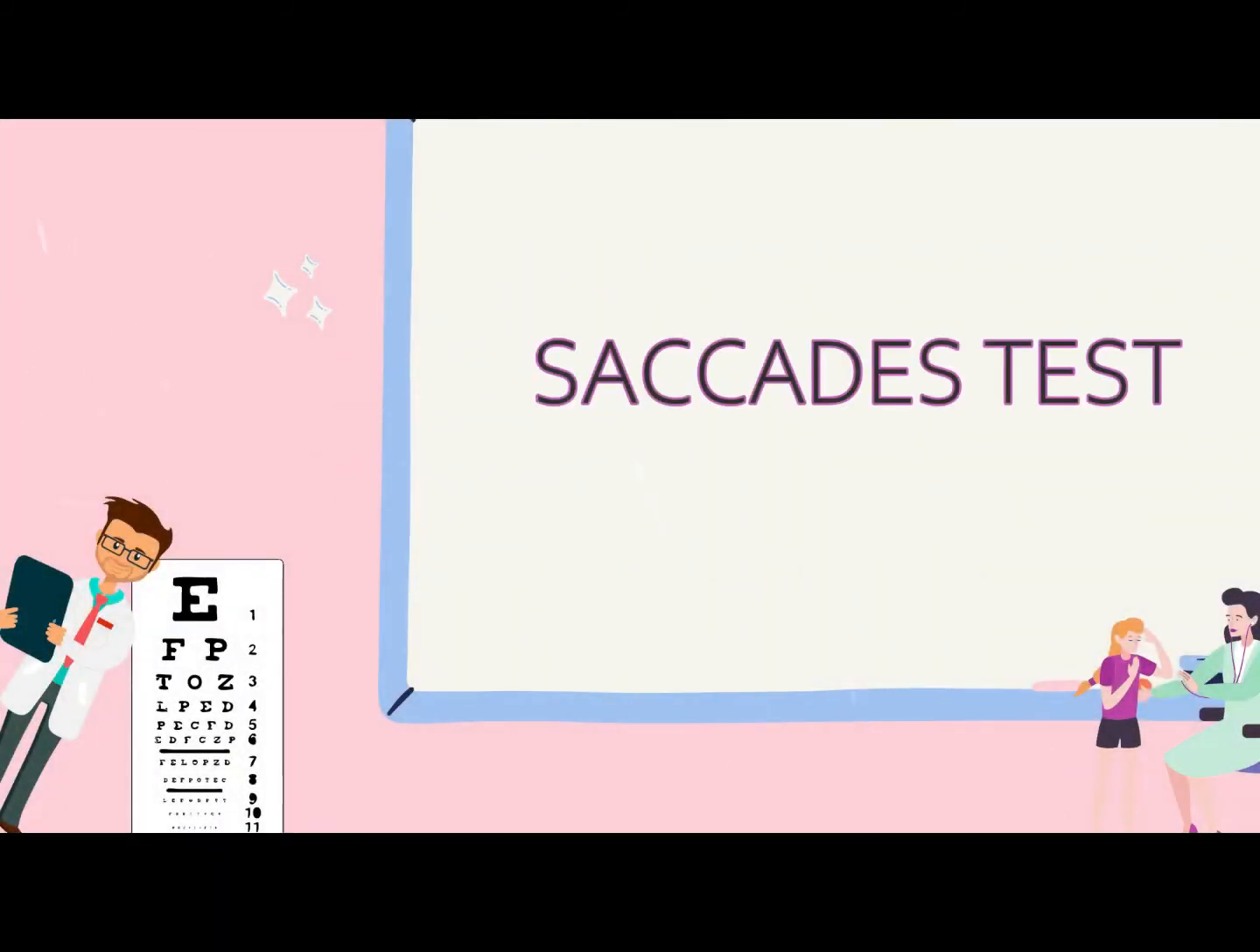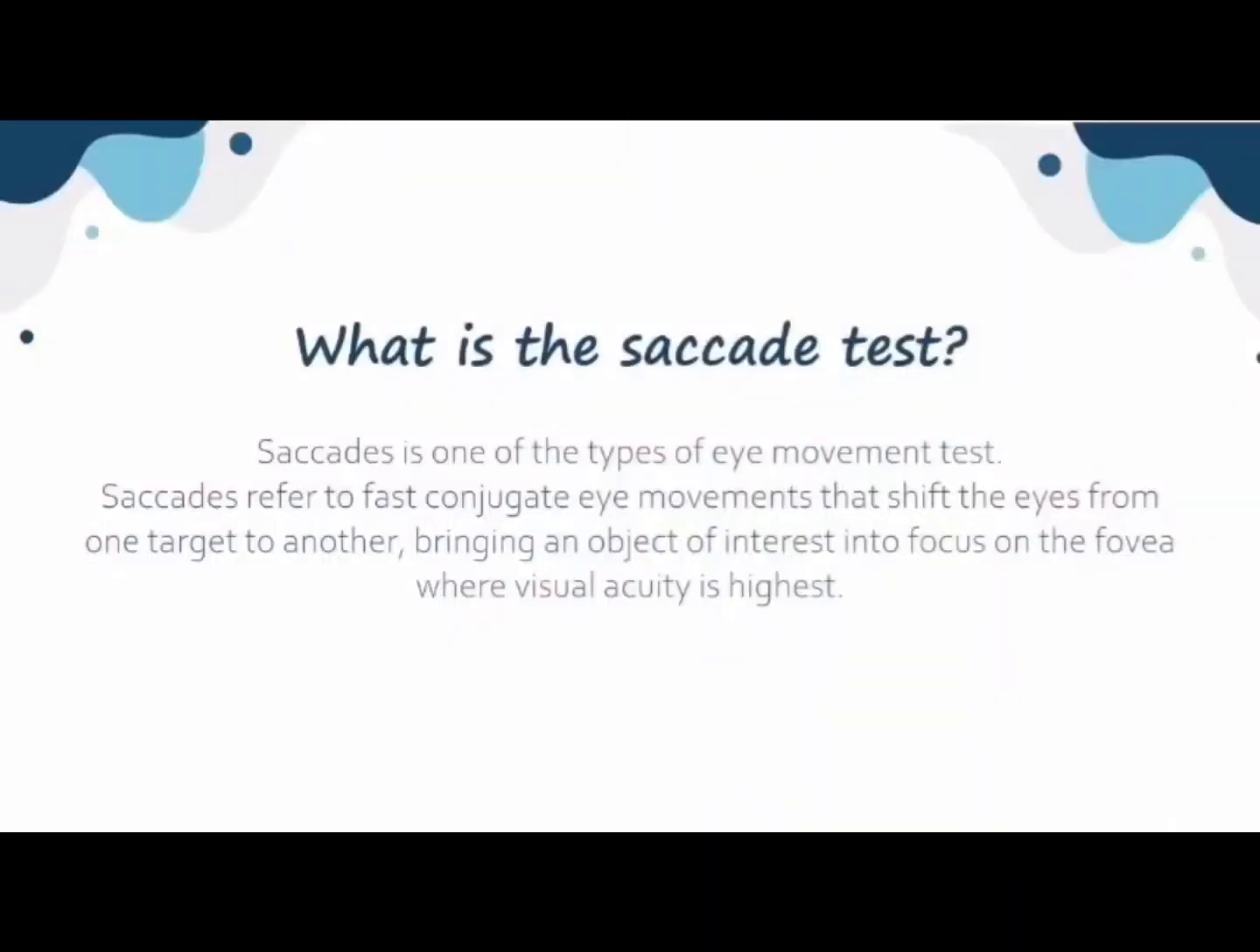And now let's proceed to the saccades test. What is the saccades test? The saccades test is one of the types of eye movement test. Saccades refer to fast conjugate eye movements that shift the eyes from one target to another, bringing an object of interest into focus on the fovea, where the visual acuity is the highest.